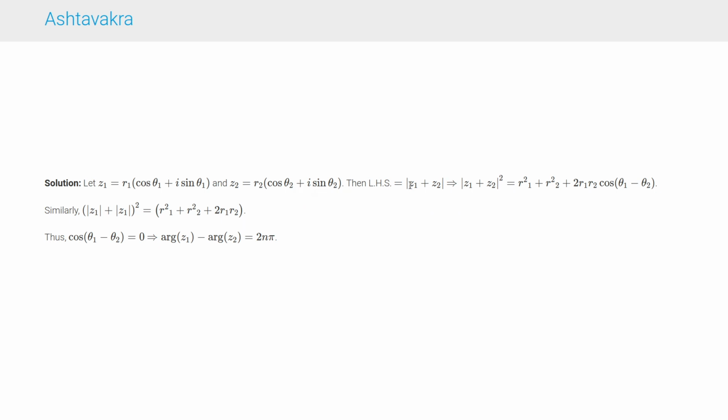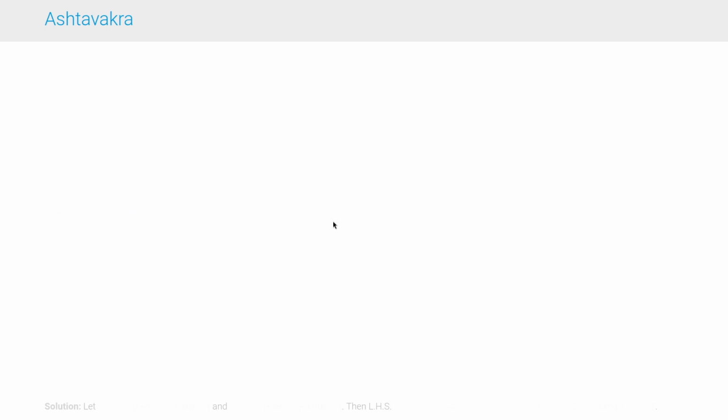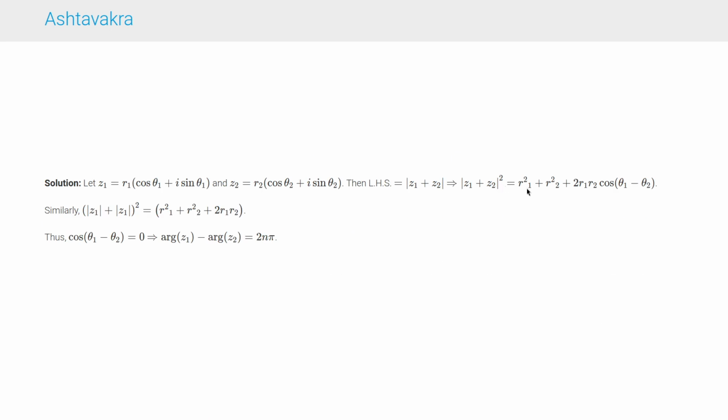Then the left hand side is mod z1 plus z2. We square it, we get r1 square plus r2 square plus 2 r1 r2 cos theta 1 minus theta 2. And similarly, the square of mod z1 plus mod z2 is equal to r1 square plus r2 square plus 2 r1 r2. So from left hand side and right hand side, we have cos theta 1 minus theta 2 is equal to 1, which implies argument of z1 minus argument of z2 is equal to 2 n pi.